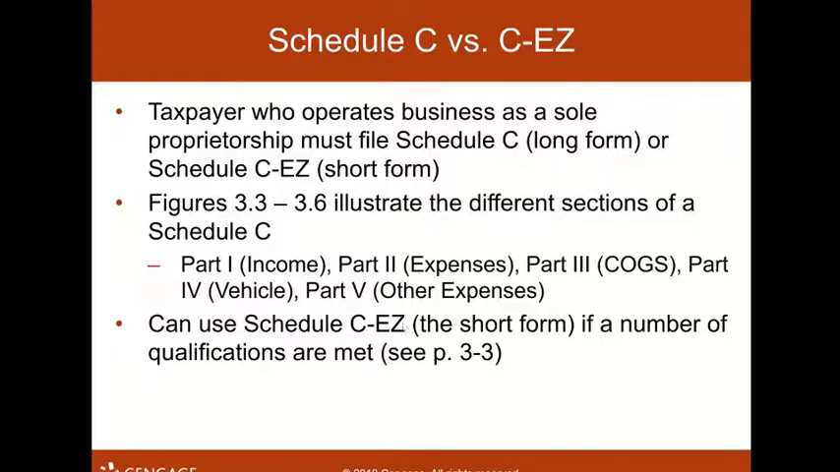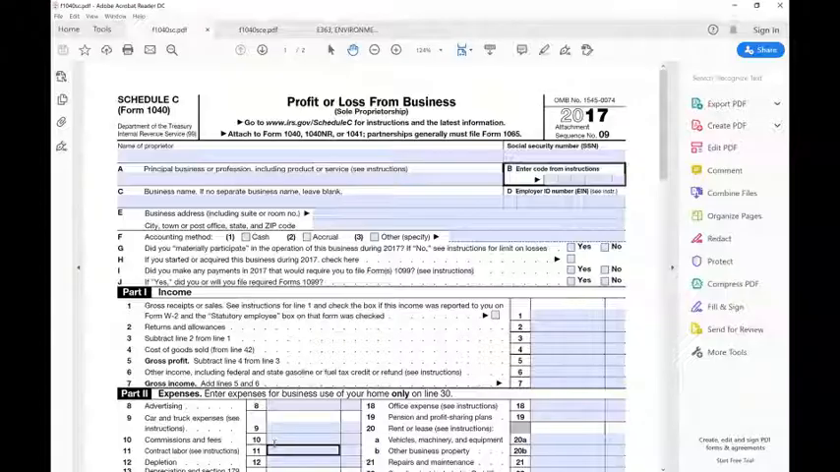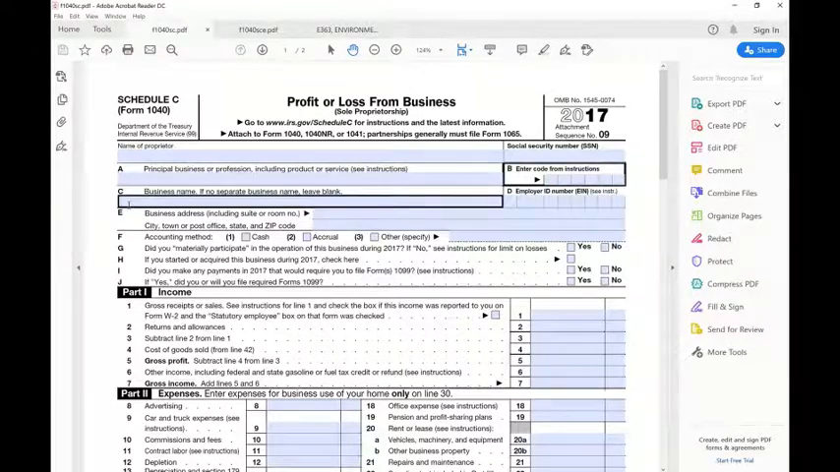Let's see these two schedules. We start here with Schedule C. Schedule C is mainly called Profit or Loss from Business, and it has different sections.